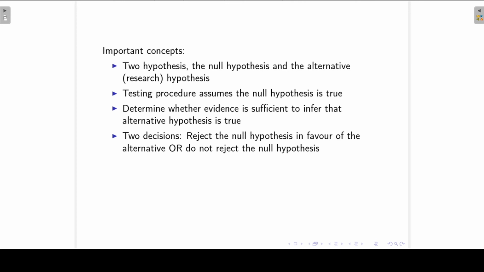So we have two decisions: to either reject the null hypothesis in favor of the alternative, or to not reject the null hypothesis. And because we have to decide and we do not know the true state of affairs, we can also make the wrong decisions. And we have two types of errors: the type 1 error, where we wrongly reject the null hypothesis, and the type 2 error, where we do not reject the null hypothesis when in fact the alternative is true. So the type 1 error is when we convict an innocent person, and the type 2 error is when we acquit a guilty person.